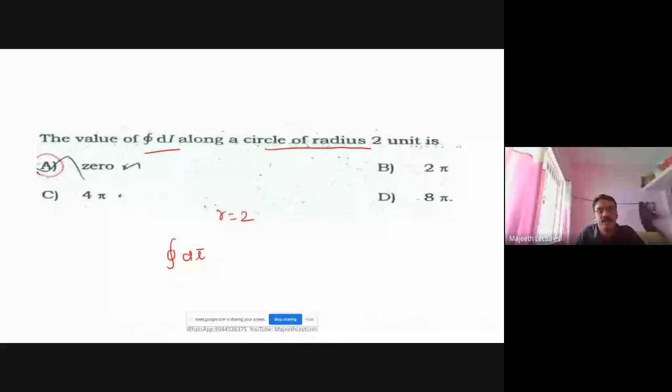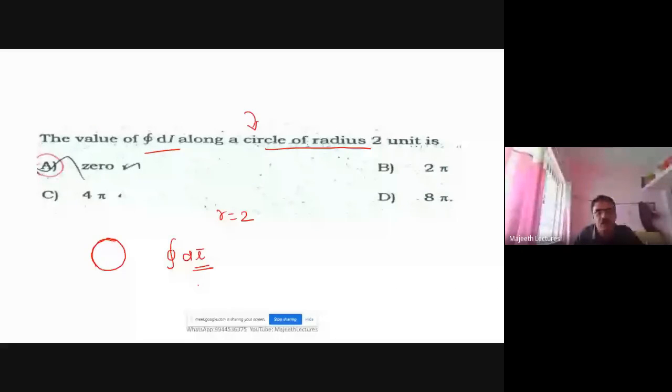R is equal to 2. See, it is a closed integral dl. That means it is a closed surface. It is a circle, right? And they are talking about what is the total length of this closed circle, right? So here you see this is a closed surface. dl means what is the total circumference? This dl is talking about the shape which is called a circle.